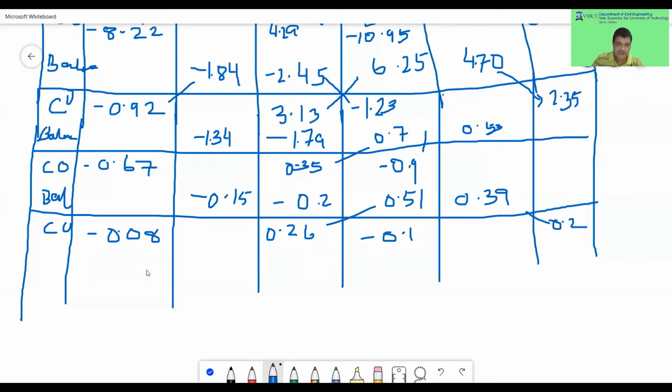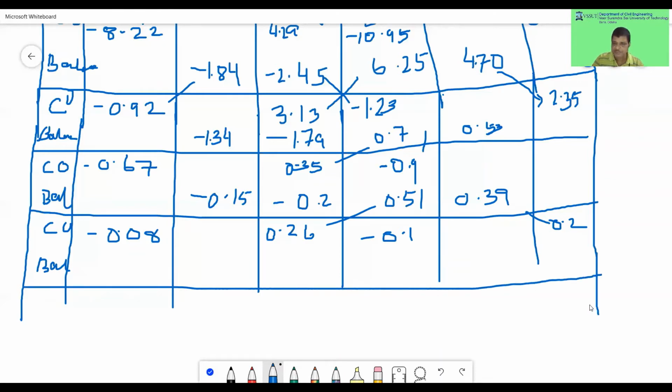Now it will balance and that will be final. We will not go further because it has now come down to 0.08, 0.1. So we can stop. After doing another cycle, we make it complete and we will find the final moments. Final values.